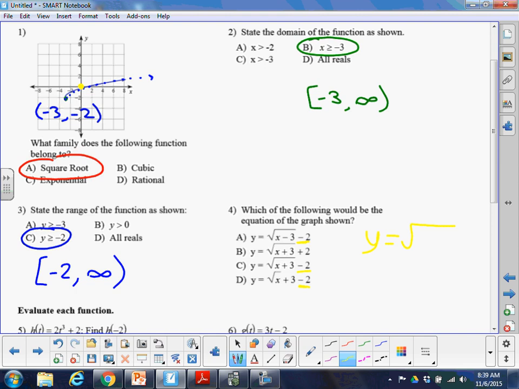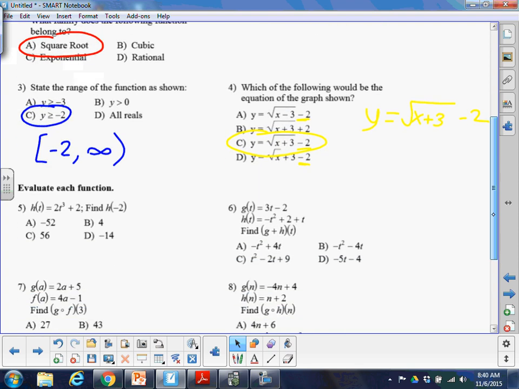So since it went to the left 3, anything inside is like the inverse of what you might think. It's kind of the opposite. So I'm going to need an x and I'm going to need a +3 inside to get a left shift. And then the -2 on the outside of the function, not under the square root. Okay, so the answer to this one should be C.